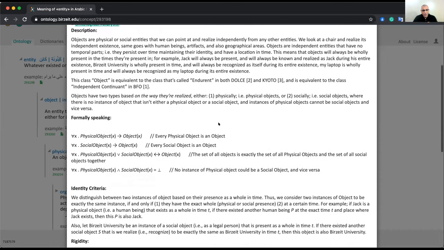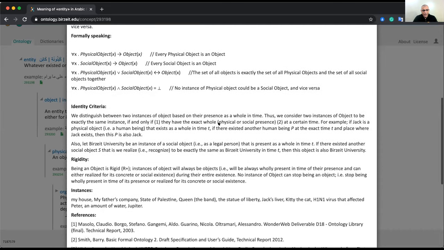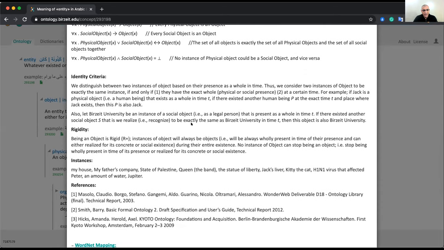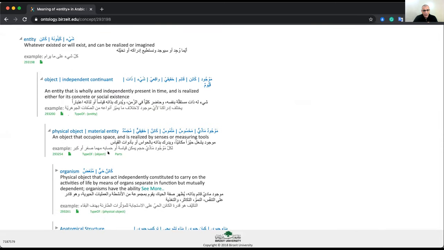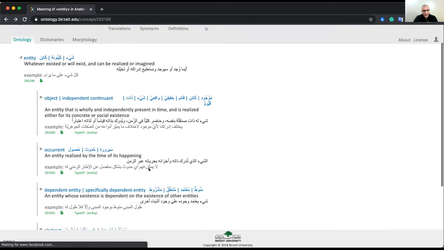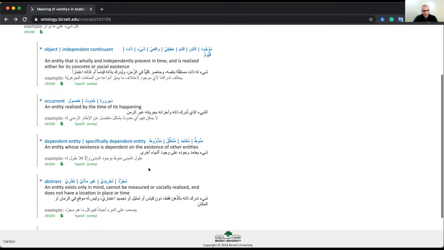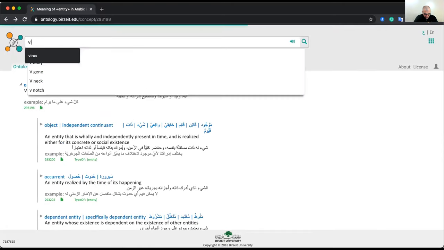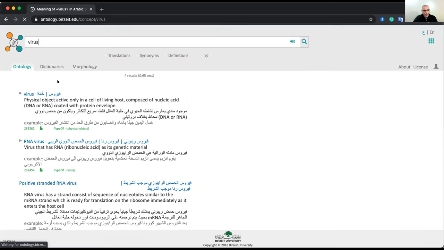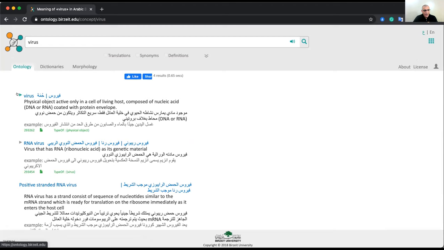for object, which contains some formalisms, sometimes mappings to external resources, identity criteria, rigidity, examples of instances, etc. And we also have relations sometimes. So this is a physical object that has some relations or some parts with other concepts and so on. So generally we either browse or you can also search, for example, "virus", and you get it directly in the ontology tab. We have three tabs here.